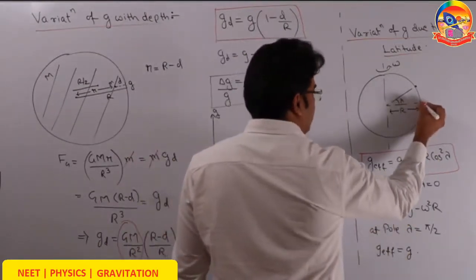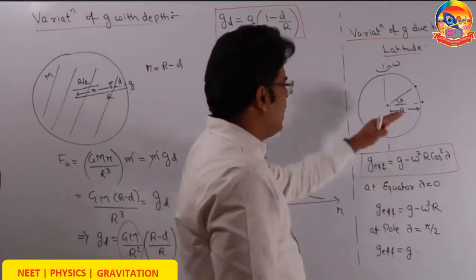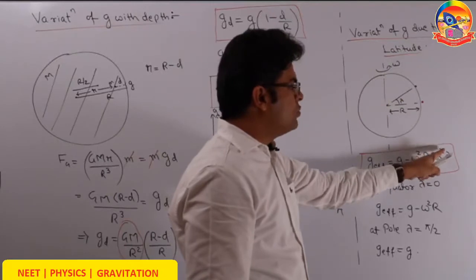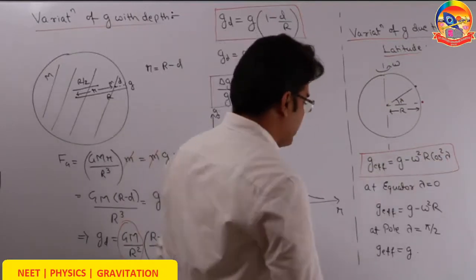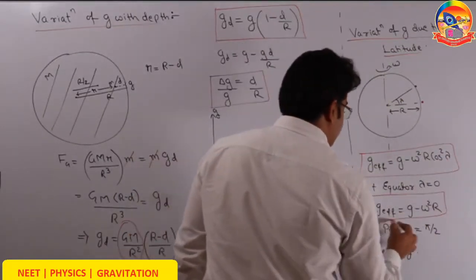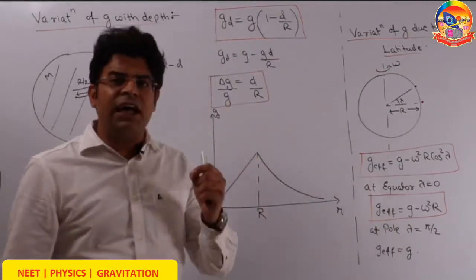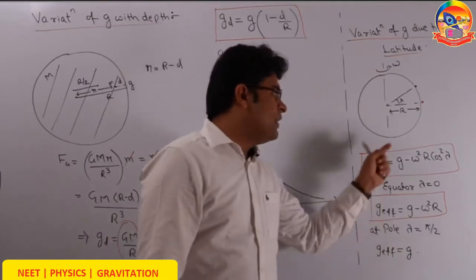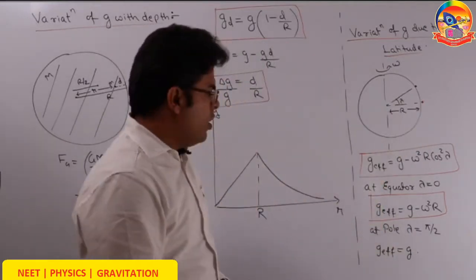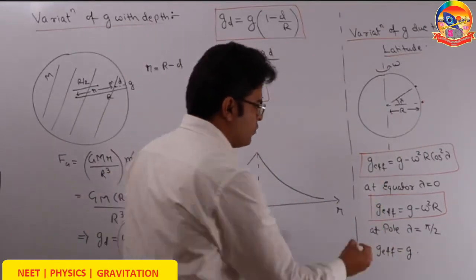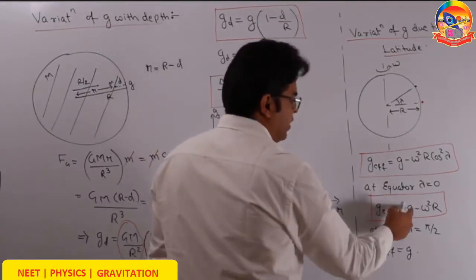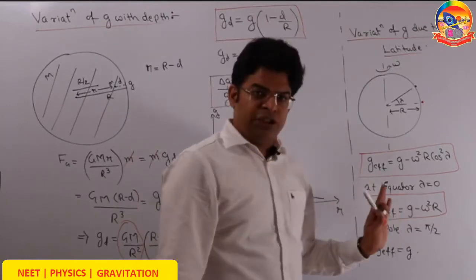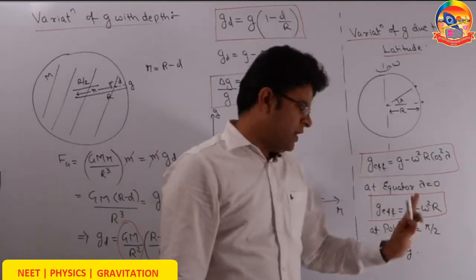For equator, the latitude lambda is 0. Since lambda is 0, cos square 0 is 1. So for equator you get g effective equals g minus omega square R. This gets asked many a time in competitive examinations. What should be the omega so that the effective acceleration due to gravity on the surface becomes 0? For this quantity to become 0, you write g minus omega square R equals 0, or omega square R equals g, or omega equals under root of g by R.